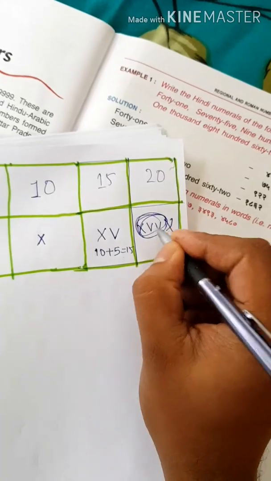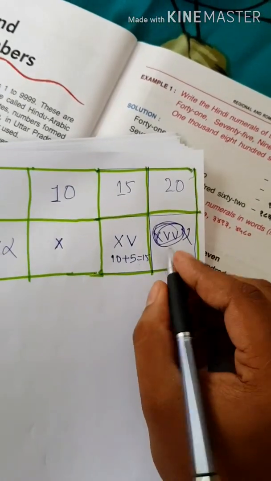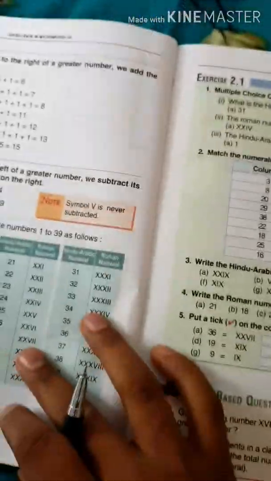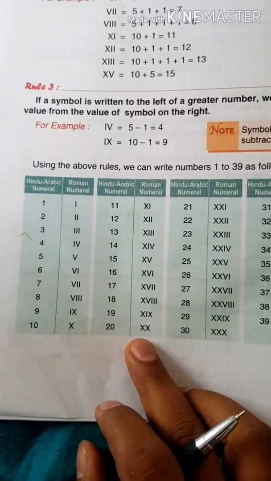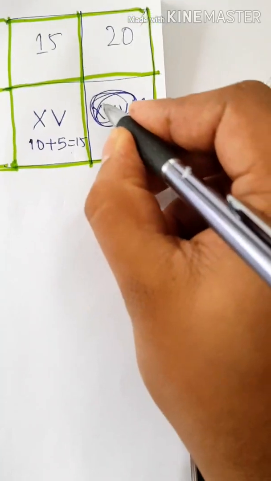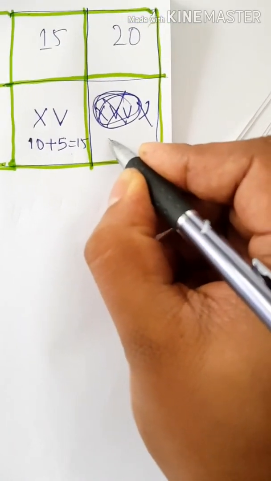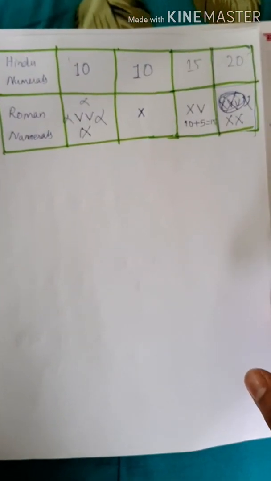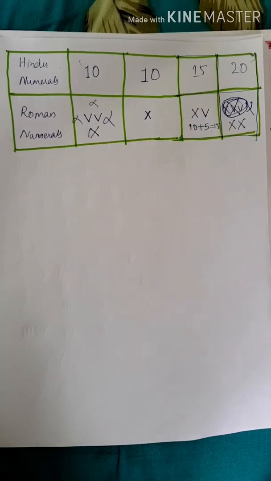We cannot repeat it twice like this. So how can we write it? In this table it is given that 20 means X X. We can write X X. This is right and this is wrong. We can write X X. Understood? It means 10 plus 10 is equal to 20. I hope you all understood about the first rule.